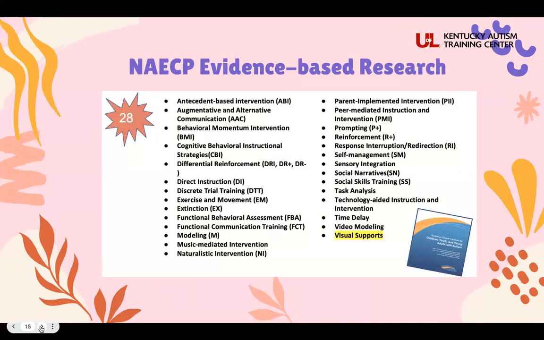Well, at Kentucky Autism Training Center, we also use evidence-based research to drive our work with the autism community. And the research that we use is from a report from NCAEP, which is out of UNC Chapel Hill, again, where the Cheech program comes from that I mentioned earlier. And as of 2020, they have 28 different evidence-based practices that have been shown to be the most effective with individuals with autism.